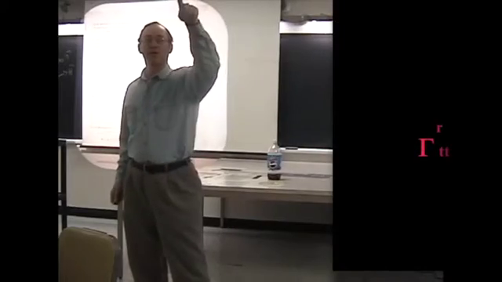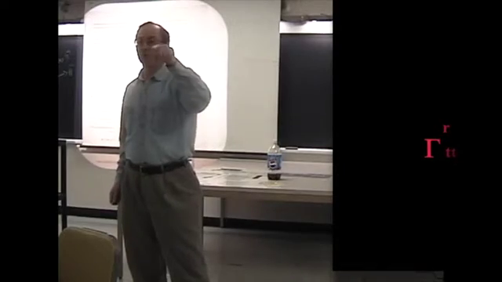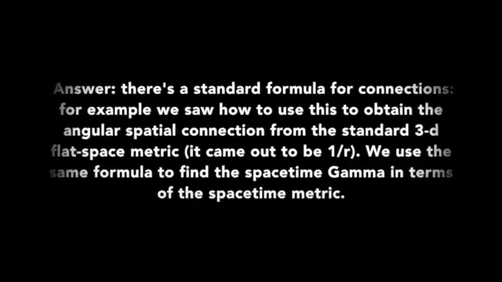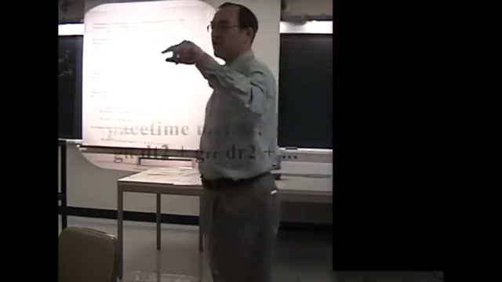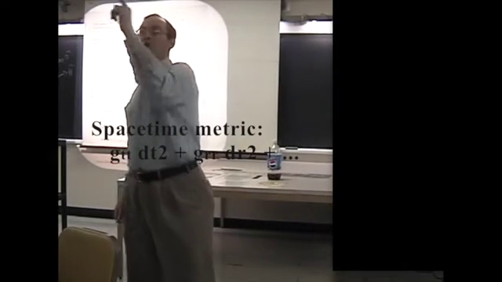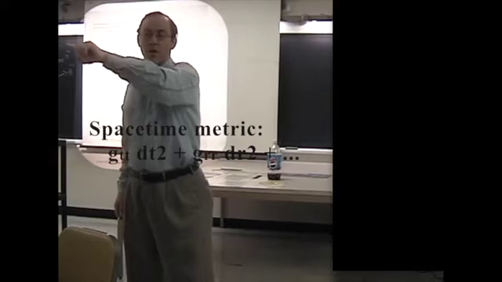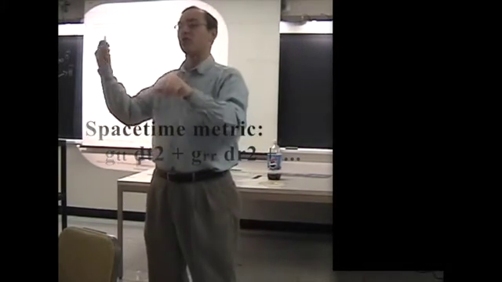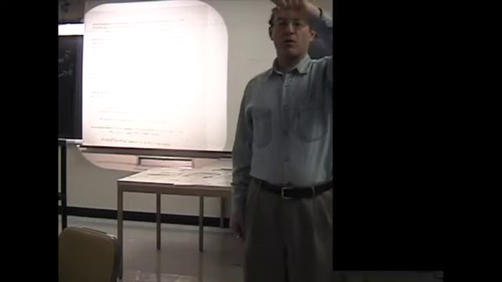Okay, so you have gamma, r at the top, tt, tt's at the bottom. What is that? It takes gtt, which is the coefficient of the t square, takes the derivative of it with respect to the r coordinate, and then divides it by twice the metric coefficient of the r. Gamma is gtt prime over minus 2 grr.